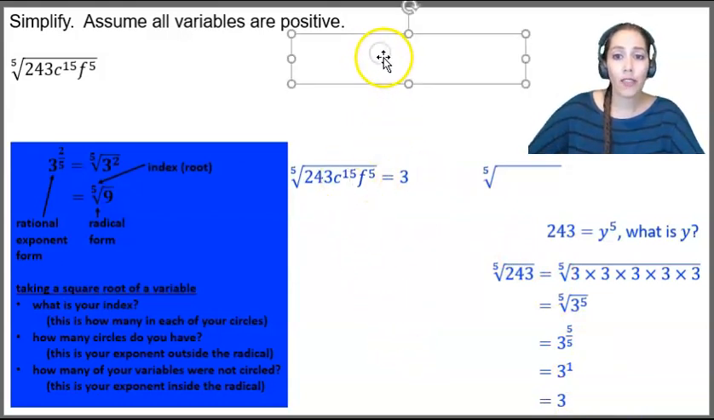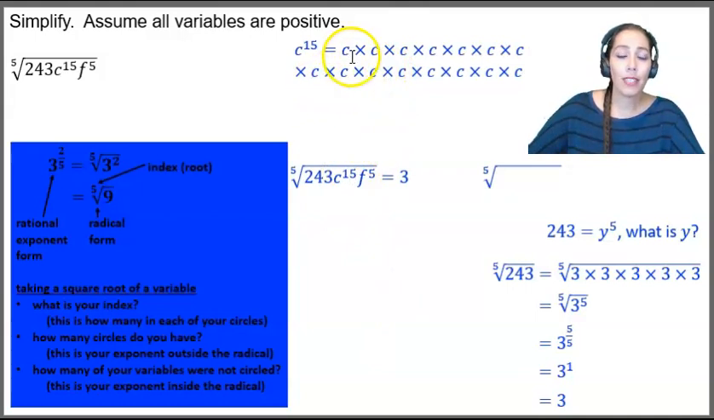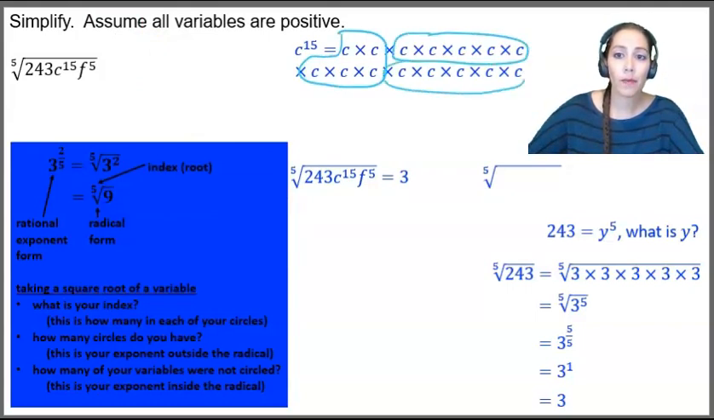Now let's look at c to the 15th. I went ahead and wrote c to the 15th in expanded form. Now, when you're taking a square root of a variable, or a fifth root of a variable in this case, the first question Chloe wants you to ask is, what is your index? Because this is how many you're going to have in each one of your circles. My index or my root on this problem was 5, meaning I'm going to be circling in groups of 5. Each one of my circles must have 5 variables.